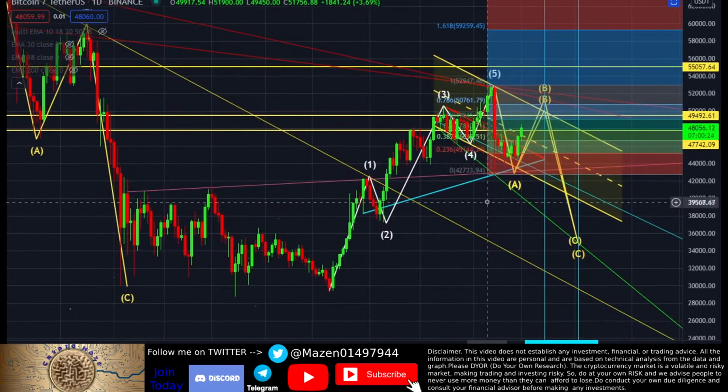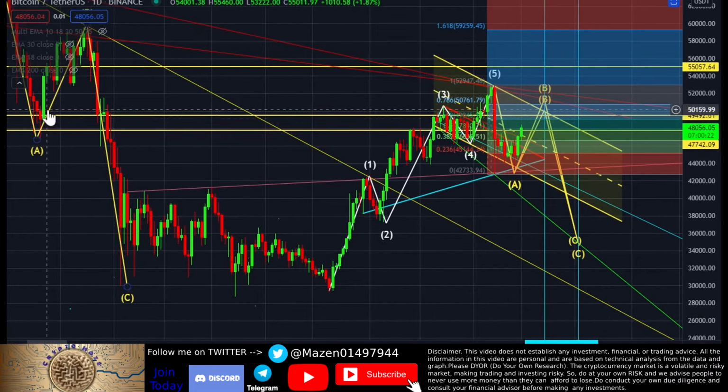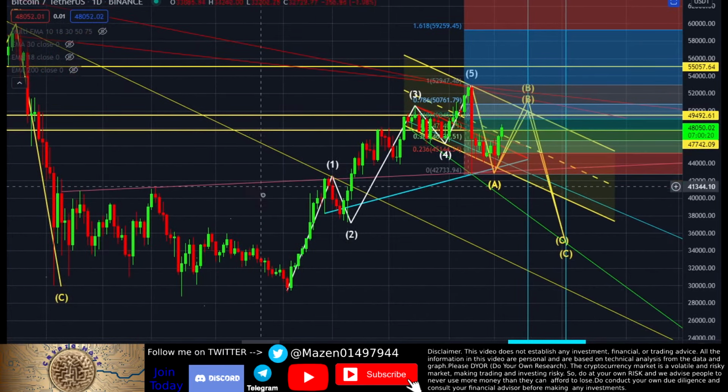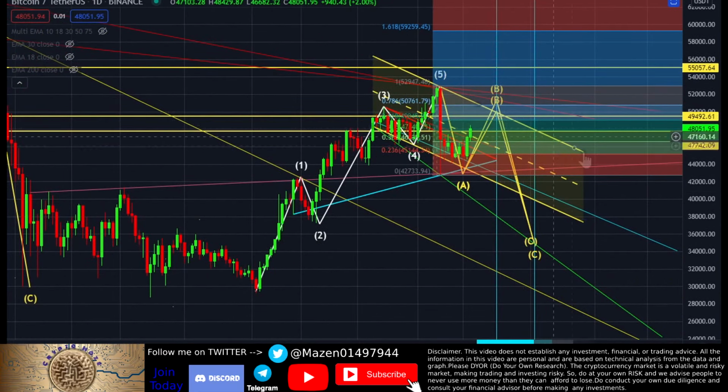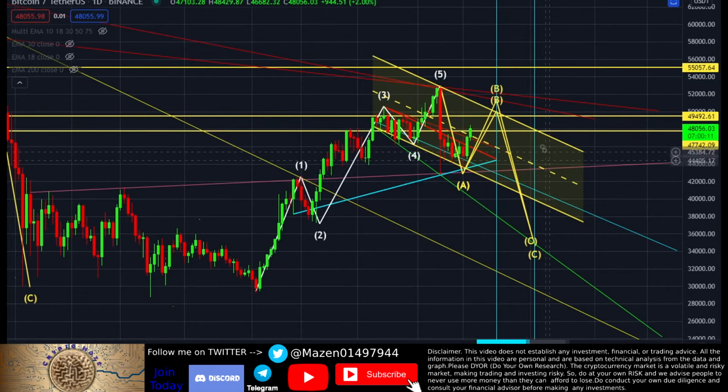So if Bitcoin were to do the same move as history again, same as what we did here, then expect Bitcoin to reach this 50k region right here, and then dump again to finish this ABC correction.